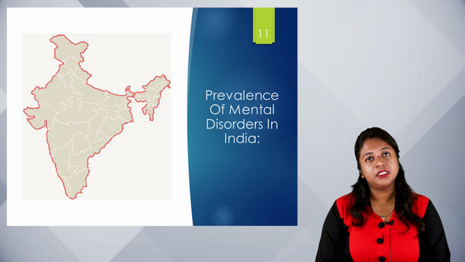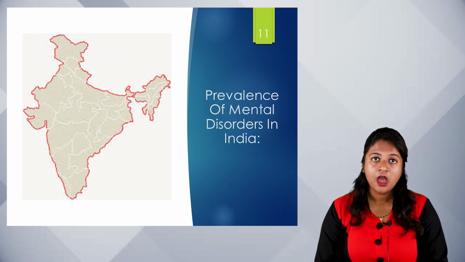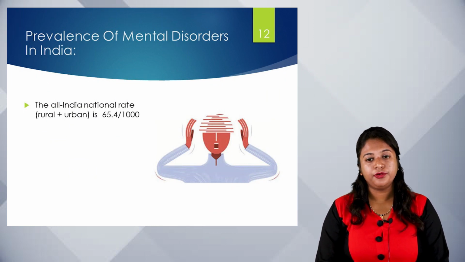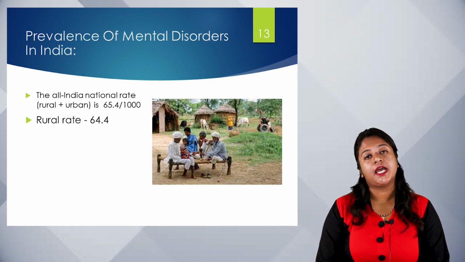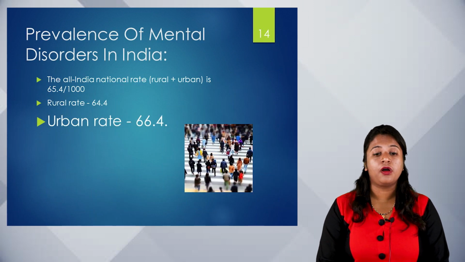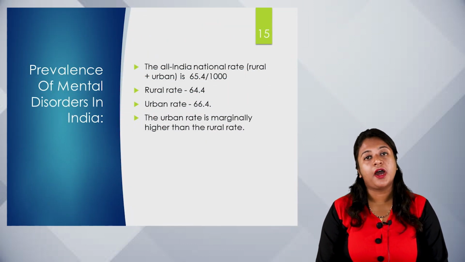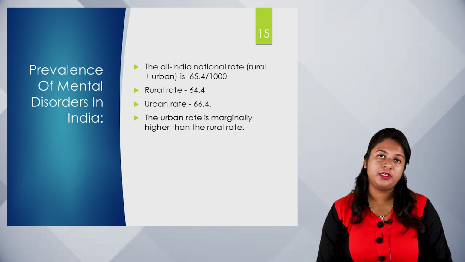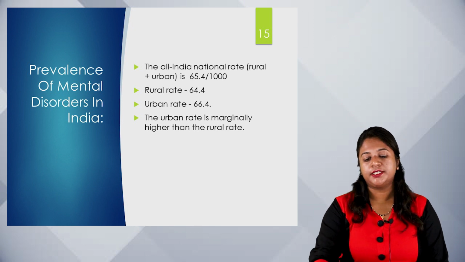So, prevalence of mental disorders in India. You have seen internationally, so now let us see in India. The All India national rate, urban and rural, is estimated as 65.4 per thousand population. In rural areas the rate is 64.4 and the urban rate of mental disorder is 66.4. Thus, the urban rate is marginally higher than the rural rate. So you can say mental disorders are more common, by about a 2% difference, in the urban community than the rural community.